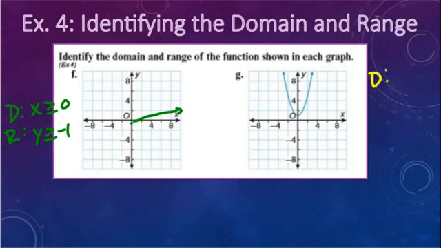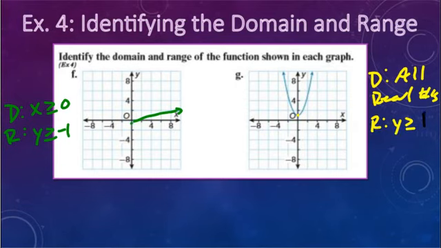The domain on this side, you have a parabola shape, so this is all real numbers. And my range, it has a low point, and that would be at 1, so y has to be greater than or equal to 1, because it doesn't go below 1 on the y-axis. So that would be our domain and range on that one.